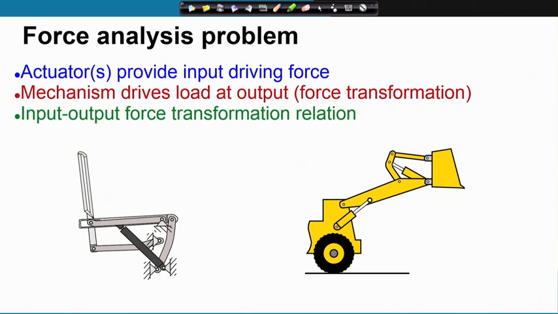Let us recapitulate what we have discussed. The force analysis problem is about finding the input output force relation for a mechanism. In a mechanism or in a robot, the actuators provide the input driving force and the mechanism drives certain load at the output. So, the mechanism is responsible for force transmission and transformation. The objective of force analysis is to find this input output force relation.